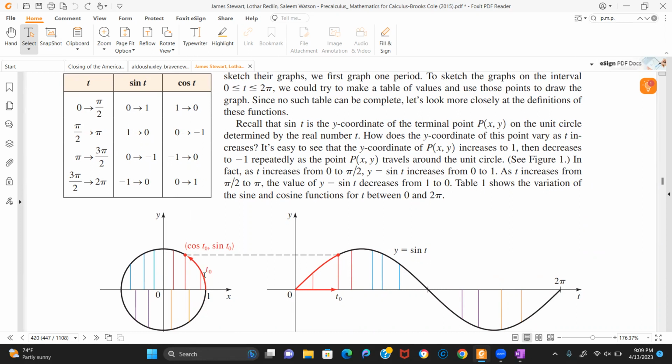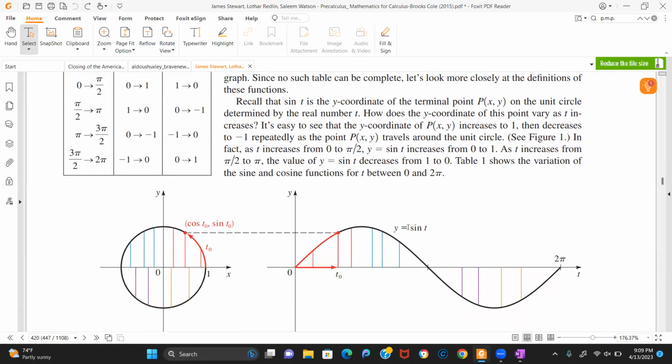And it's increasing because as you get closer to the y-axis, your y coordinate is getting bigger and bigger, and it maxes out at 1, right? So this is the function. So when you plot the sine of t, it should be increasing, increasing, increasing, max out at 1, and that corresponds to this point up here, which is 0, 1.